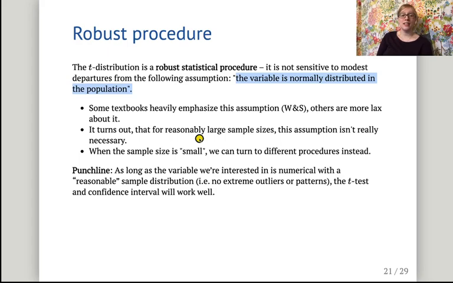So here's what I'd like you to look for. Look for numerical variables with a reasonable distribution of the samples. So no extreme outliers, no unusual patterns. As long as that's the case, then this method tends to work.